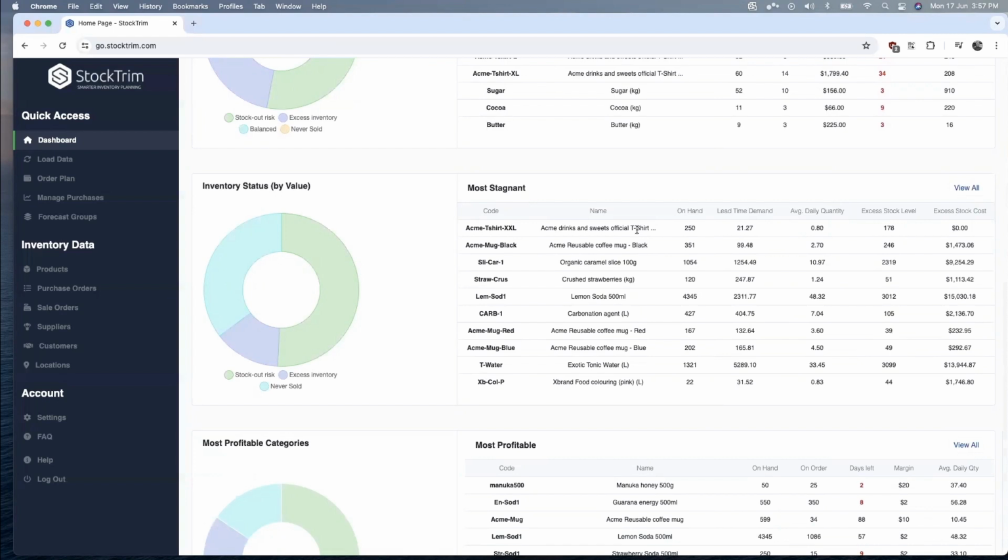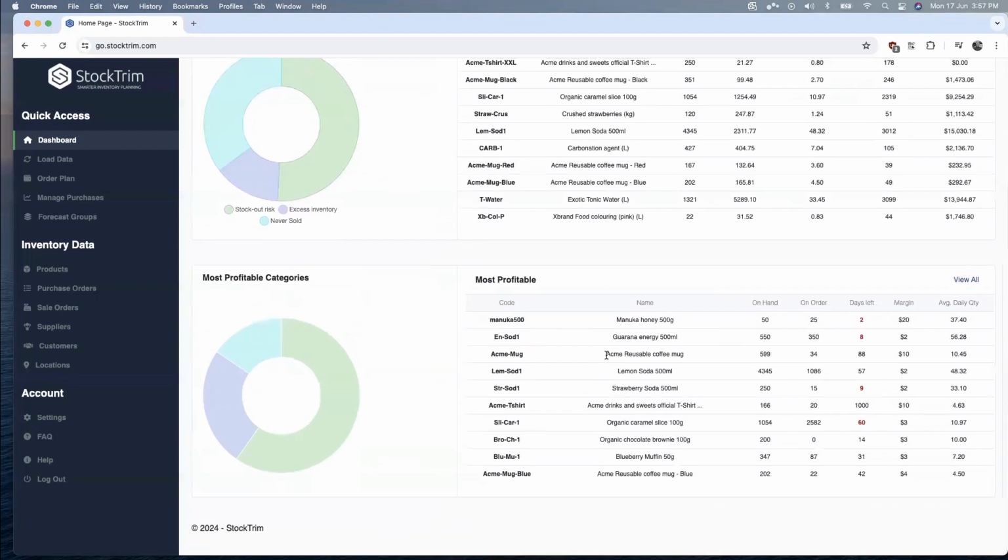Then we have the most profitable products. These are items that you should focus on so that you are making the best use of your inventory capital, since these would have the biggest impact on your overall business profitability.